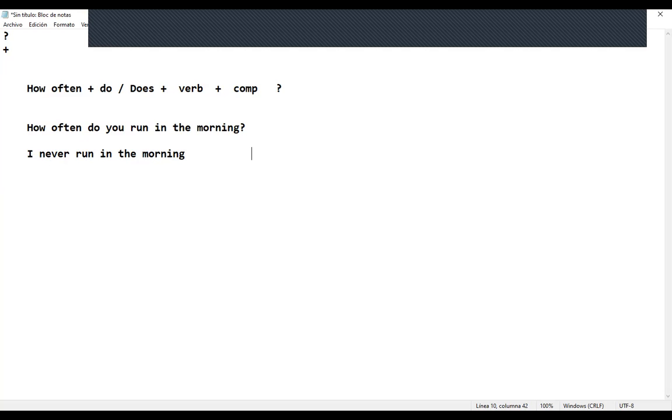Hay otra forma de responder, y eso es usando expressions of frequency. La vamos a poner aquí abajo. Expressions. Por ejemplo, every day. Once. ¿Qué significa una vez? ¿Dos veces? Twice. Por ejemplo, una vez al día.